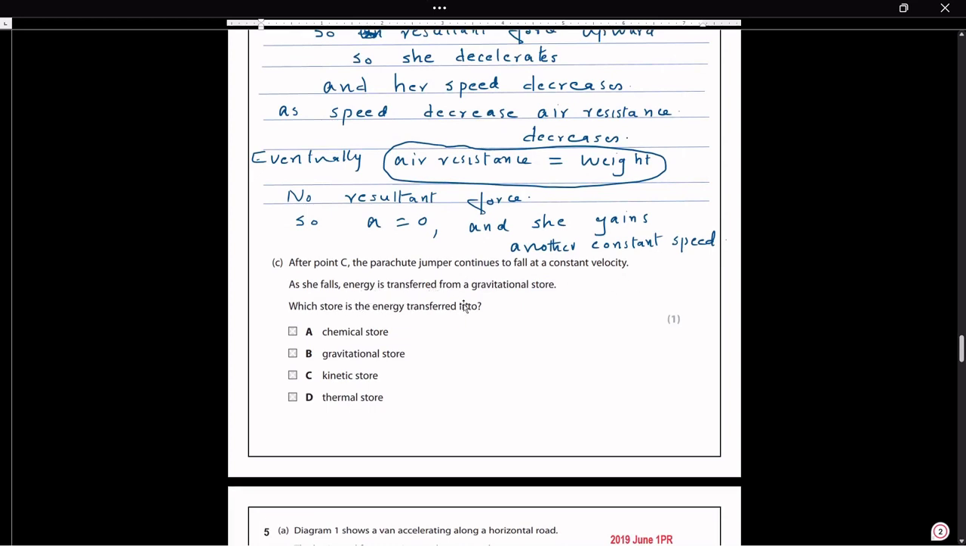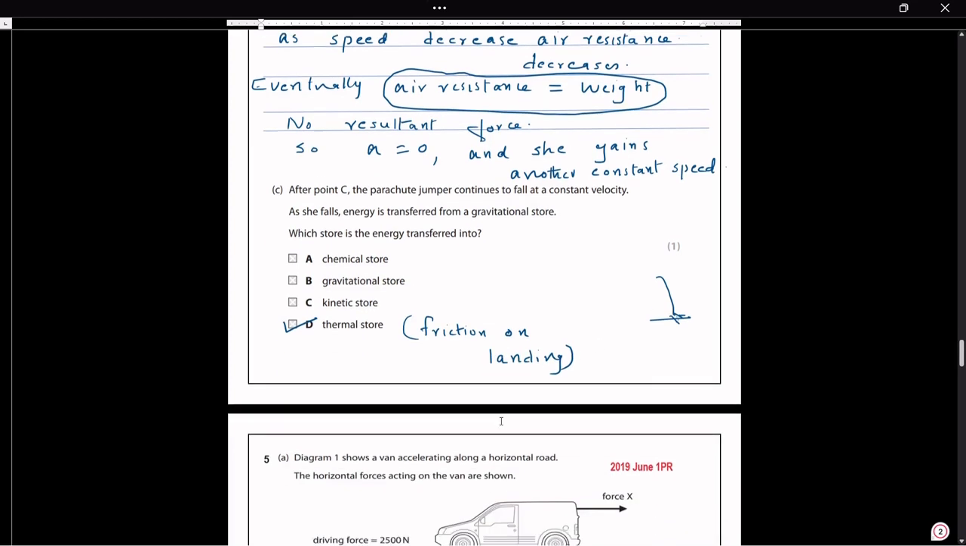As she falls, energy is transferred from a gravitational store. Which store is the energy transferred into? See, when she is with the parachute, when she is landing on the ground, due to that friction, some of the energy is transferred to thermal energy. Friction on landing. Some energy is converted to heat energy or thermal energy.